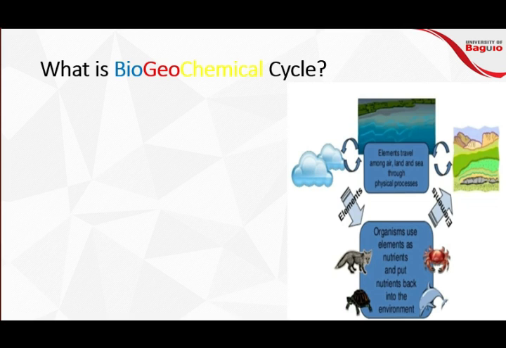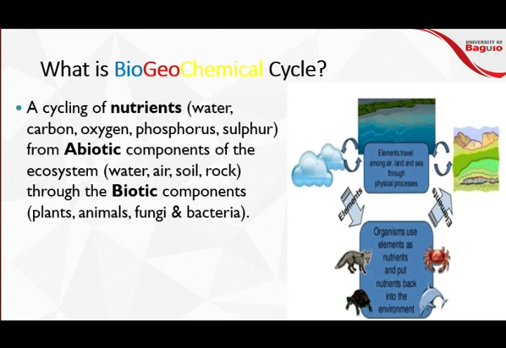our ecosystem. Now, this is one of the main points of our lesson today, which is the biogeochemical cycle. So I asked you in the last chapter to read in advance, and I do hope that you read in advance about biogeochemical cycles. So biogeochemical cycle is a cycling of nutrients, let's say for example water, carbon, oxygen, phosphorus, sulfur, etc., from abiotic components of the ecosystem, which are the water, air, soil, and rock, through the biotic components, like for example the plants, animals, fungi, and bacteria.